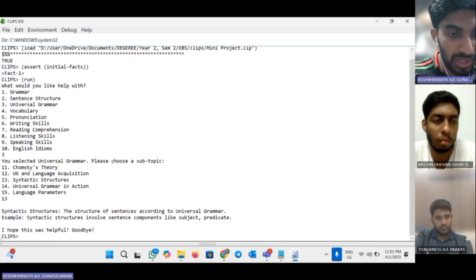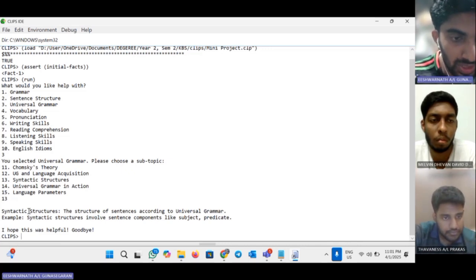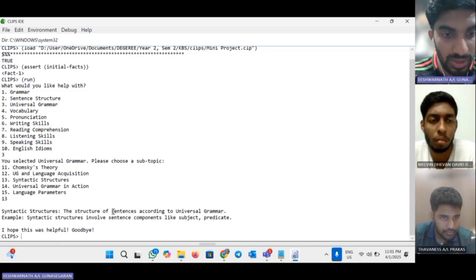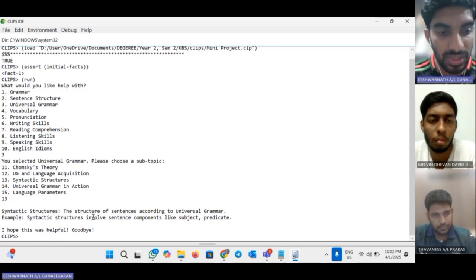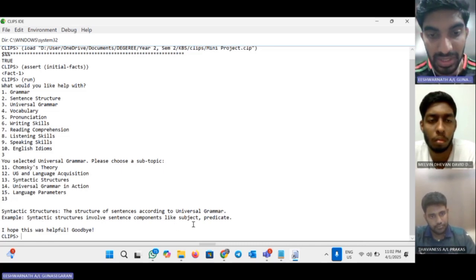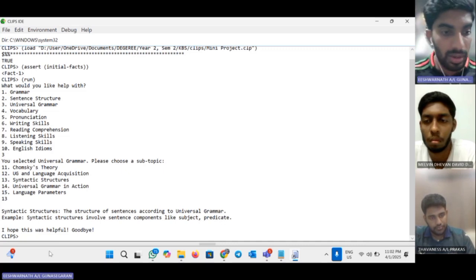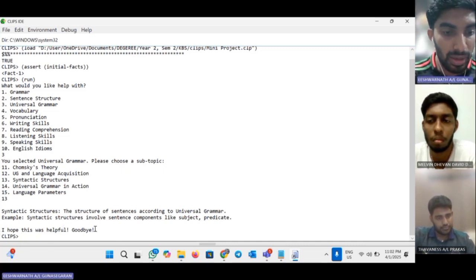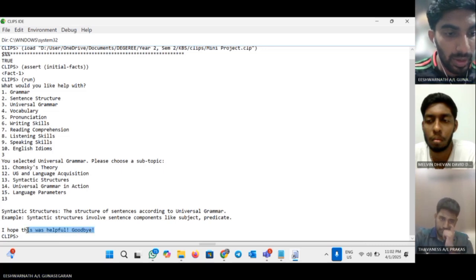As you can see, it was successful. Syntactic structures, which is the structure of the sentence according to universal grammar, and it also provided an example, which is syntactic structures involve sentence components like subject and predicate. After all this, it will show the ending output, which is a message of goodbye.